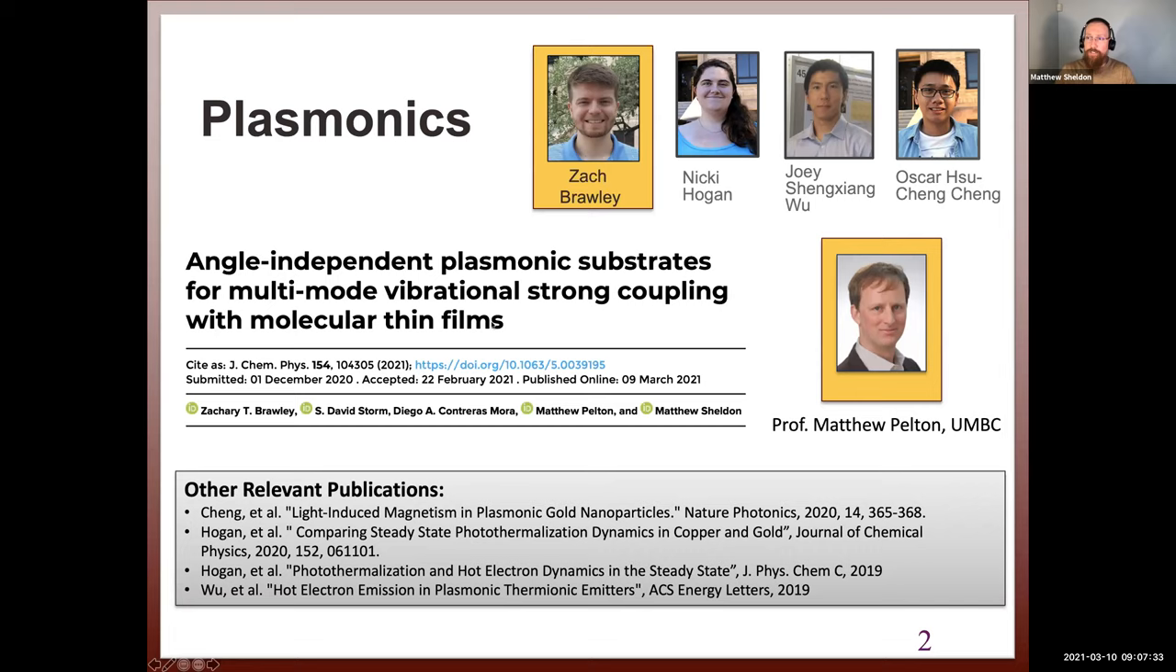You can take a closer look at all the details in this report, which was led by one of my graduate students, Zach Brawley. He was the lead graduate student on the project. And I really have to thank my collaborator, Matthew Pelton at UMBC, who for many years has been a mentor and a teacher for me in a lot of the related concepts. He was pivotal and crucial for us to be able to get this work off the ground, so I want to call him out right off the bat and thank him. I think he was in this program a few weeks ago as well and gave a really great talk that was very helpful for me.